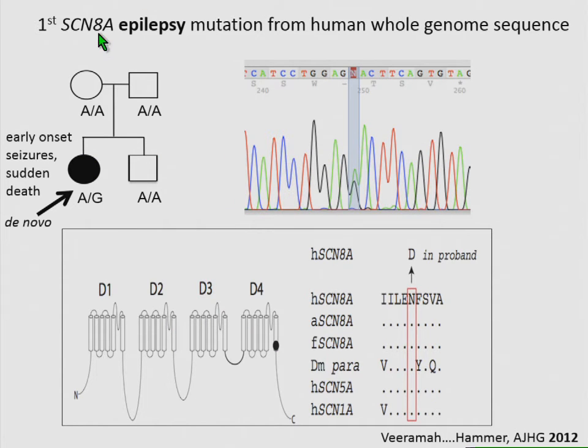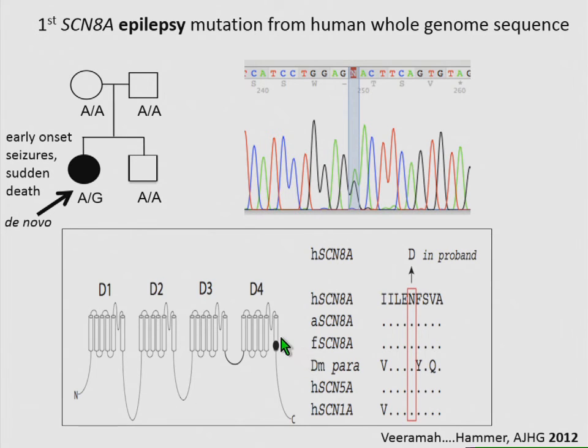So this was the first SCN8A mutation that led to the recognition that this is an important epilepsy gene. And this was based on whole genome sequencing of this pedigree by Michael Hammer in Arizona. So you can see the proband, his daughter, had early onset seizures and sudden death at the age of 15. And she had a de novo mutation. So looking at inherited pedigrees was looking in all the wrong places. And what we're finding in humans is de novo mutations. In this case, you can see it here in the chromatogram.